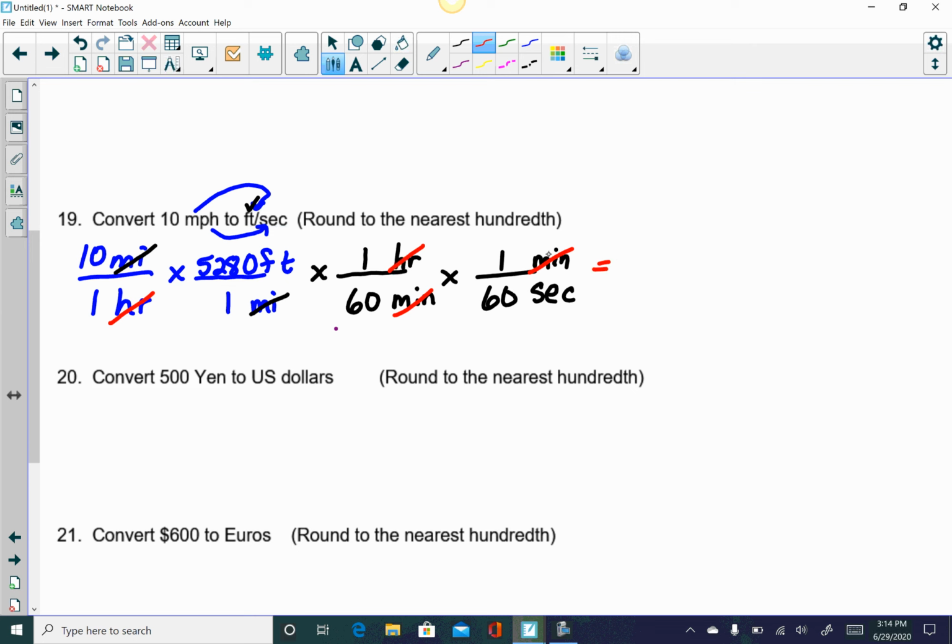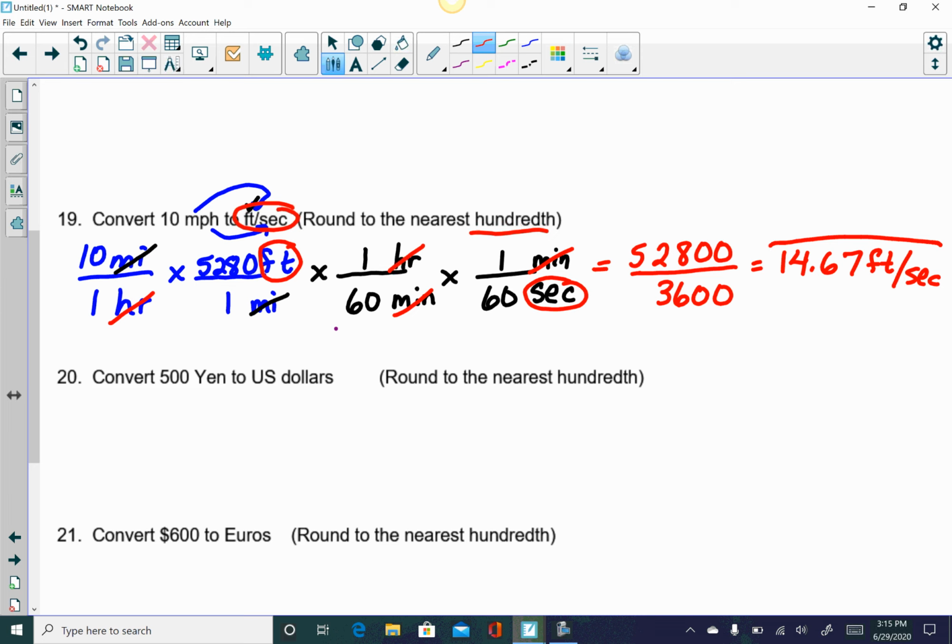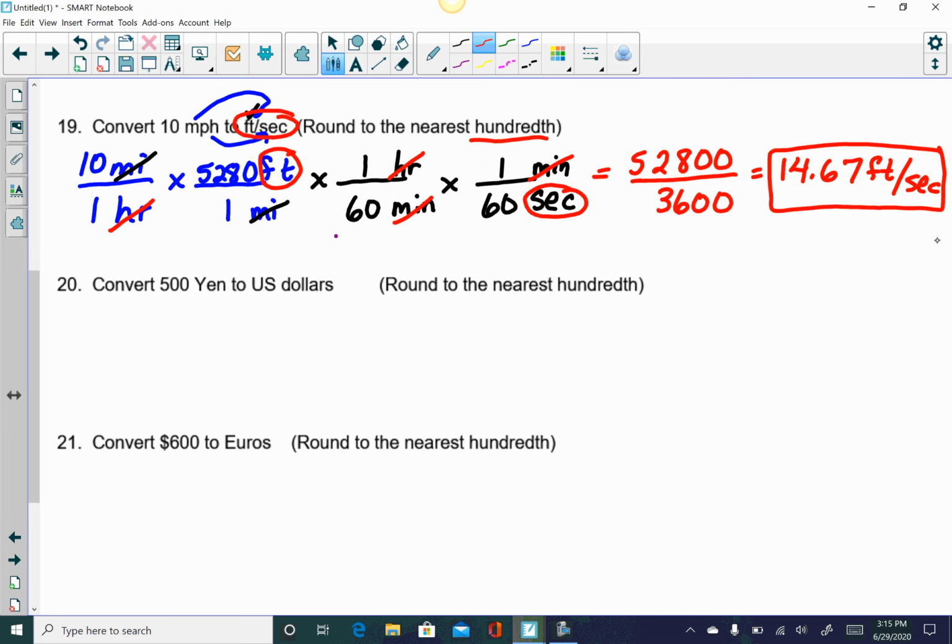So I now have, looking at the only units you have left in this problem, feet up top, seconds on the bottom, exactly what you wanted. So you just multiply up top, and you get 52,800. And then on the bottom, you've got your 60 times 60, just 3,600. I'm ignoring multiplying by 1. Then after I divide here, rounded to the nearest hundredth, 14.67 feet per second. Final answer.